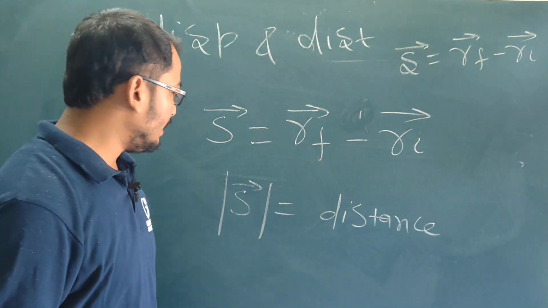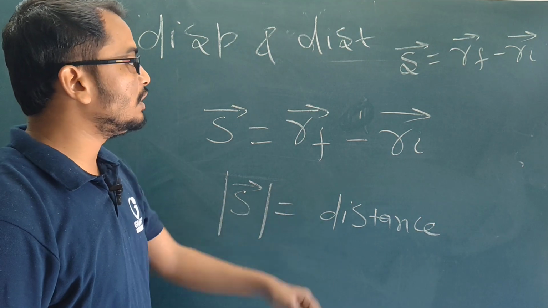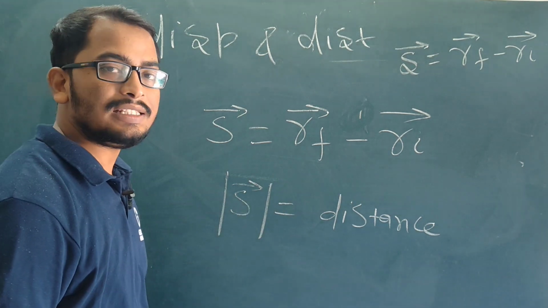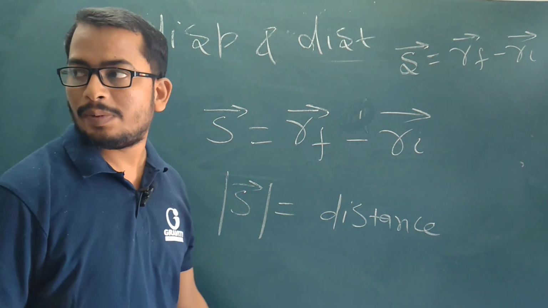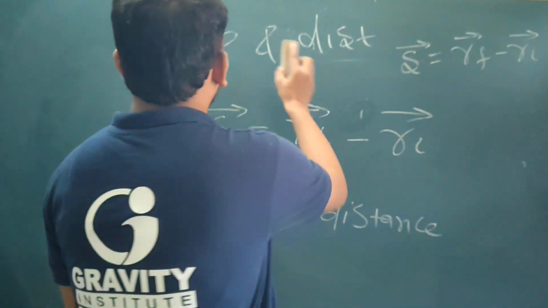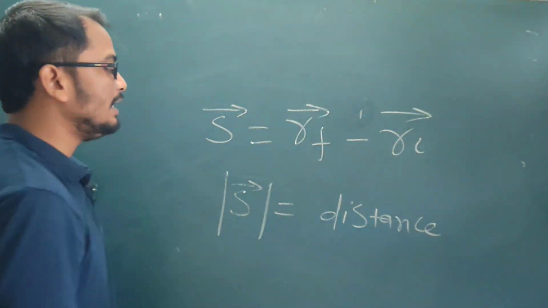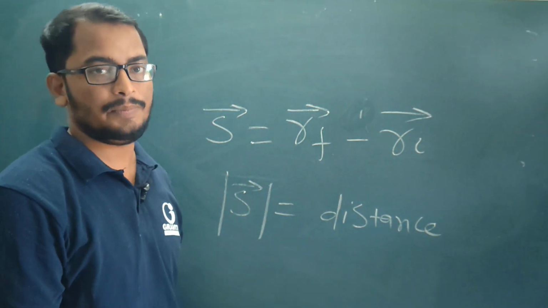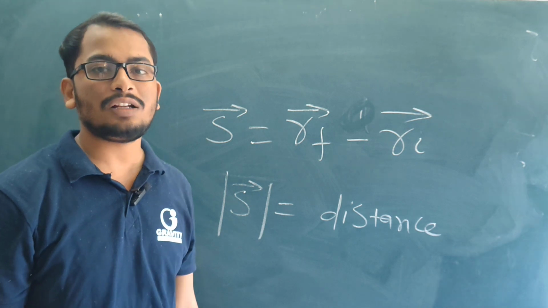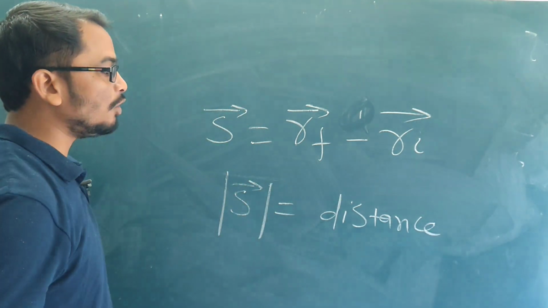So are all of you getting me? Displacement is final position minus initial position, but distance is the magnitude of displacement. We cannot compare them because displacement is a vector quantity, but distance is a scalar quantity.